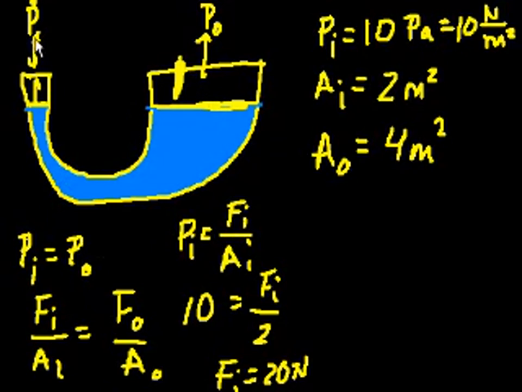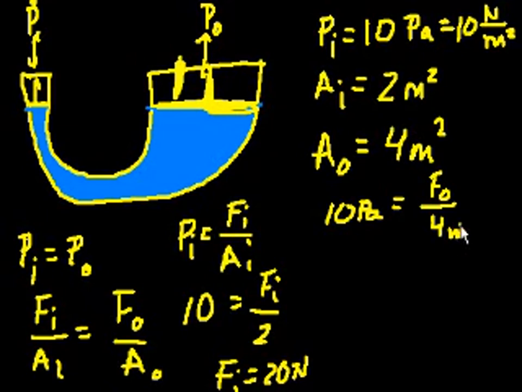Well, we know that if my input pressure was 10 pascals, my output pressure would also be 10 pascals. So I also have 10 pascals is equal to my output force over my output cross-sectional area, right? So I'll have a piston here, and it goes up like that. And so that's 4 meters squared. So I do 4 times 10. So I get 40 newtons is equal to my output force.